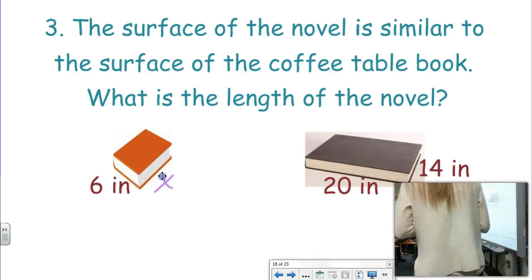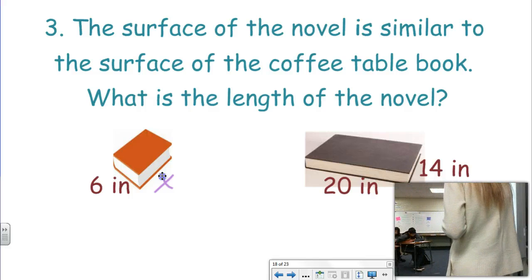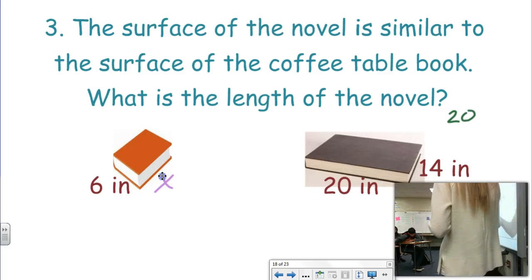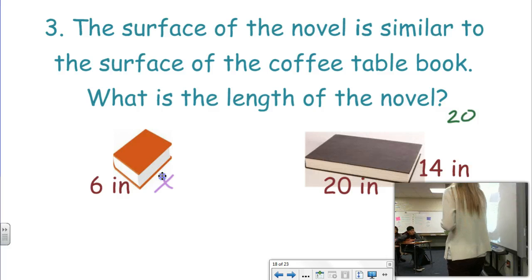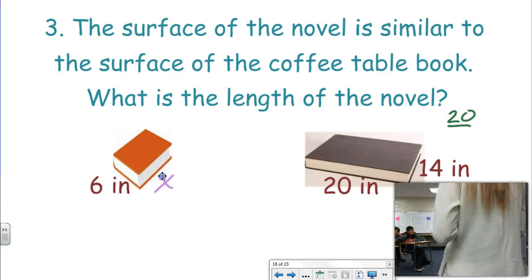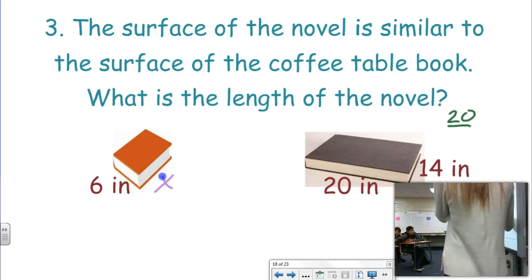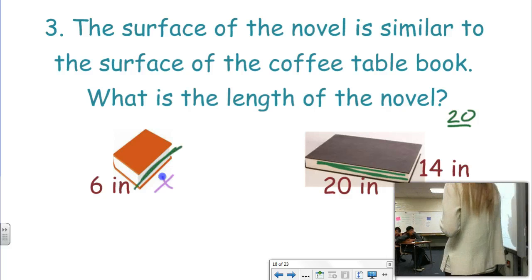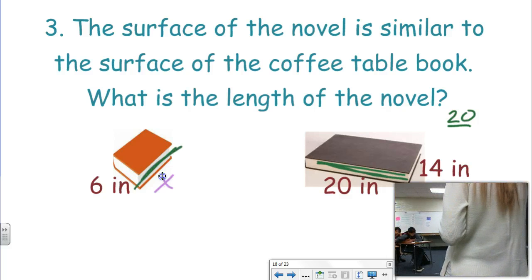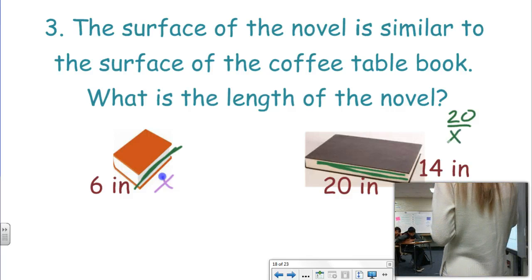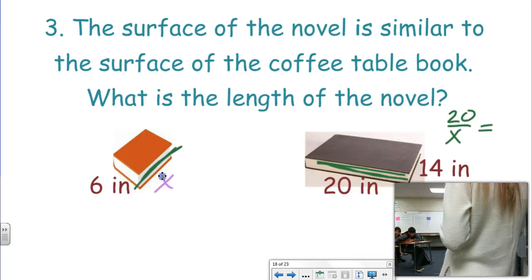Elijah, can you set up a proportion for me? 20 over 6. Okay, 20 is the longer side, the length, but then 6 is like the width, the smaller one. So let's put 20 over 14. We want to take the length of this one and compare it to the length of this one. I rotated them on you. So 20 is going to go with X. Okay, so 20 is to X as?